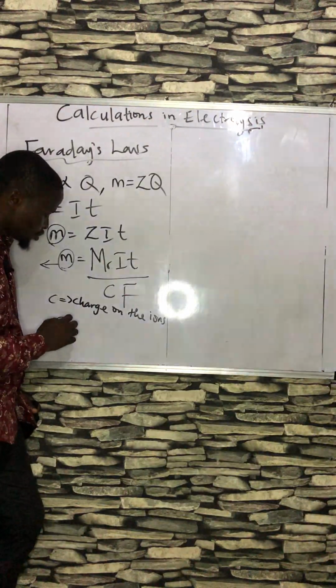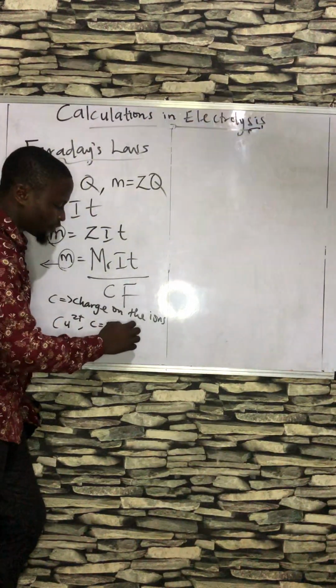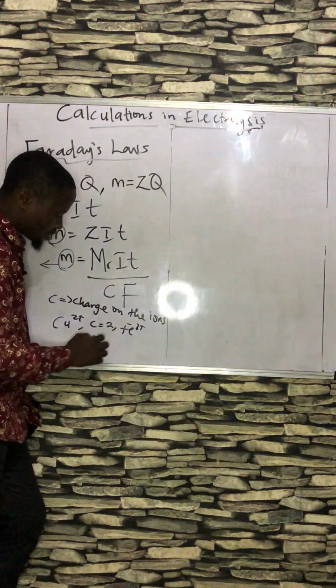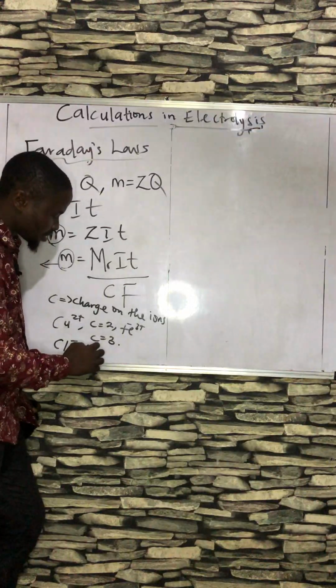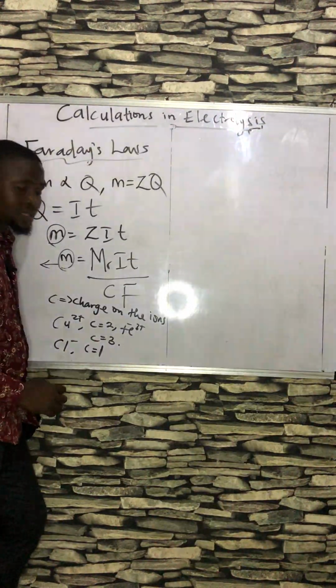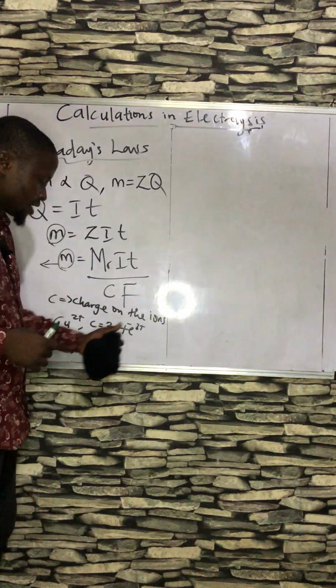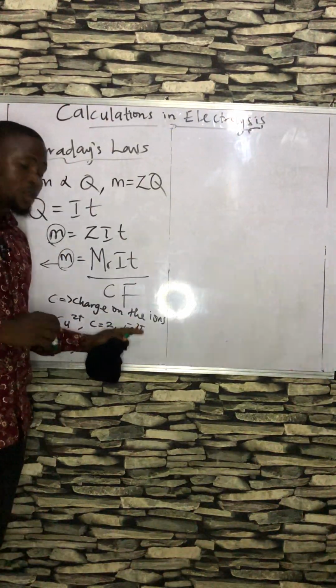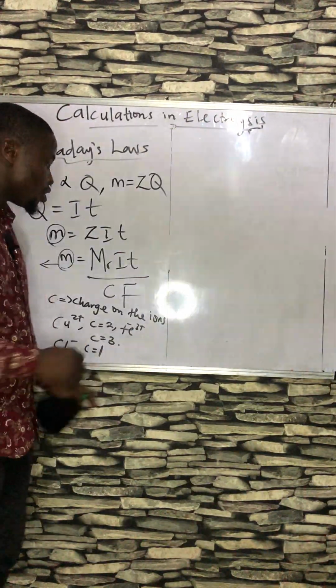All right. For instance, Cu 2 plus, the C is equal to 2. Fe 3 plus, the C is equal to 3. Cl minus, the C equals 1. This charge's sign does not affect the value. We only need the number of charges on the ions, irrespective of whether it is plus or minus.